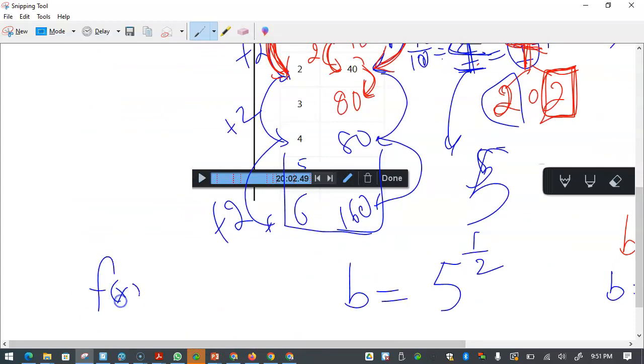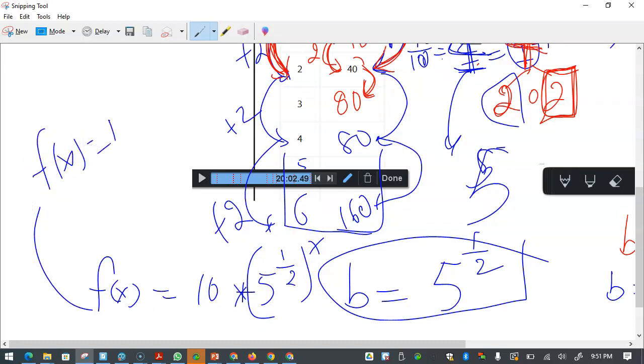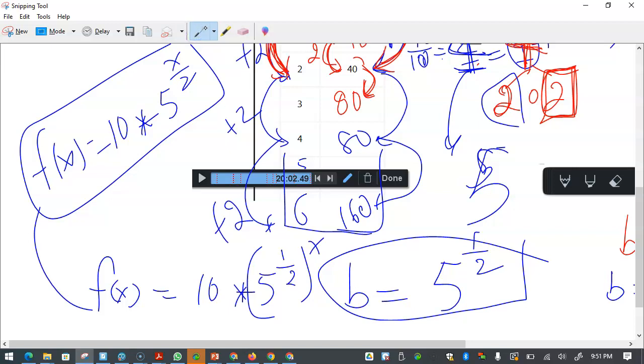So if I want to model this into a function, let's say f of x becomes equal to, in the beginning it was 10 times the b, which is 5 raised to 1 half, and then put x in it, which eventually will become f of x equals 10 times 5 raised to x over 2. And we are done. So this formula works for every increase in x by 1.